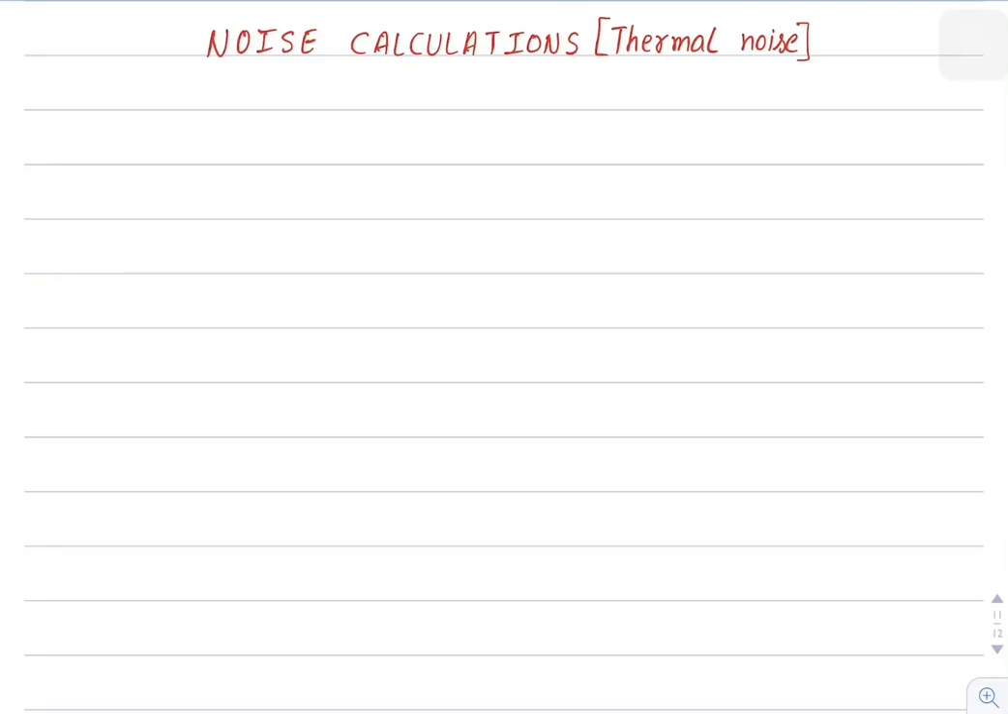Noise calculations with respect to thermal noise. Let us say I have two conductors. I represented these two conductors here. One is red color and the second one is the violet color.